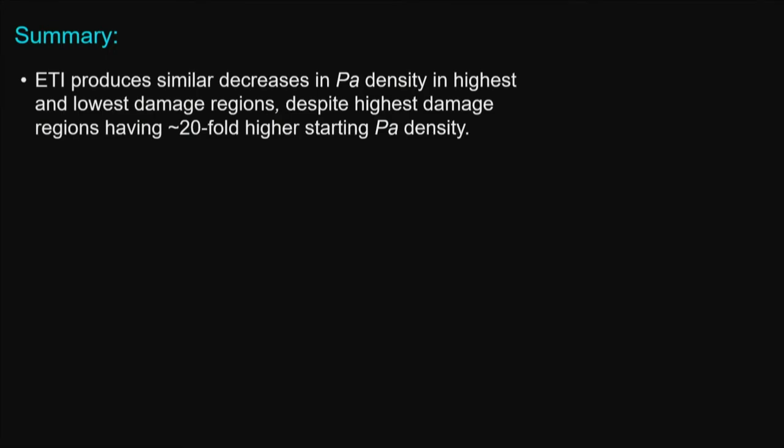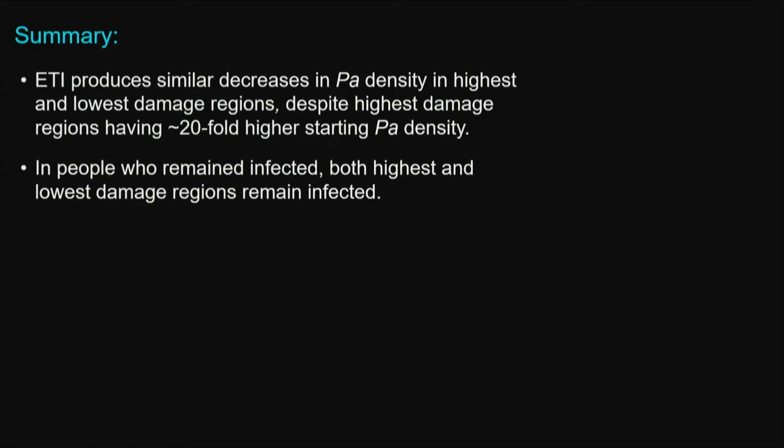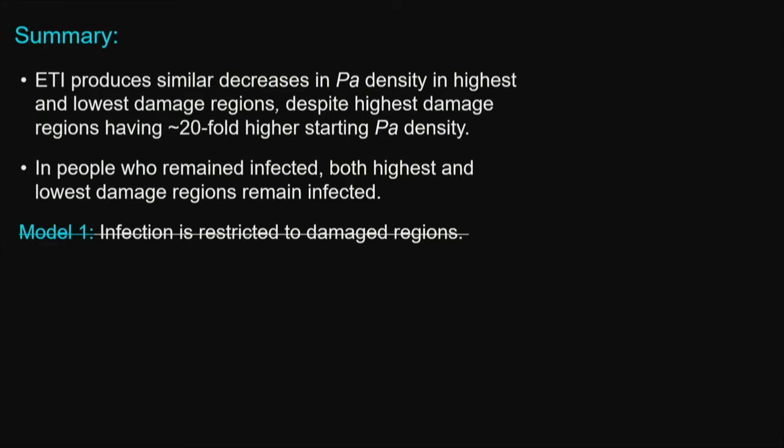To summarize what I've shown you thus far, ETI produced similar decreases in Pseudomonas density in both the highest and lowest damaged lung regions, despite the highest damaged regions having about 20-fold higher starting Pseudomonas density. And in the people who remained infected, both the highest and lowest damaged regions remained infected. So this refuted our hypothesis and suggested that infection will not be restricted to the severely damaged regions.